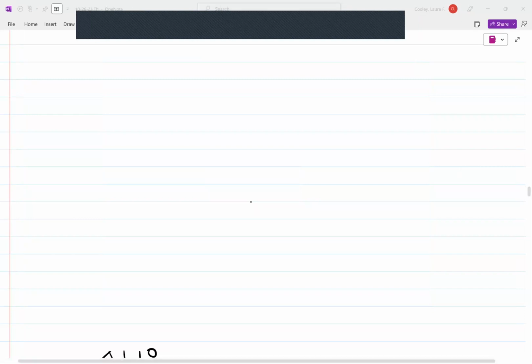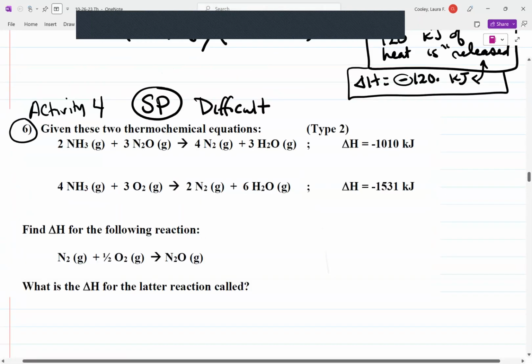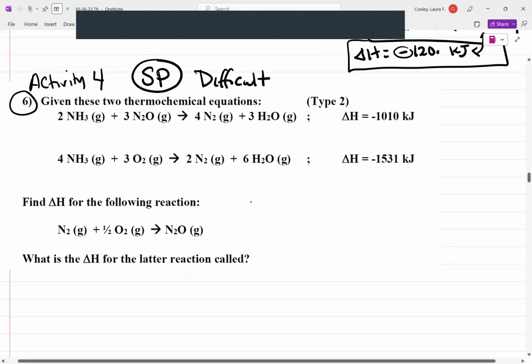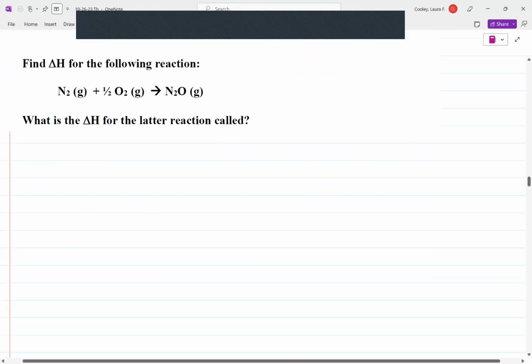So that special problem is activity 4, number 6. But it's hard. Don't do it, I'll give you some other ones. All right, so I want to move on.